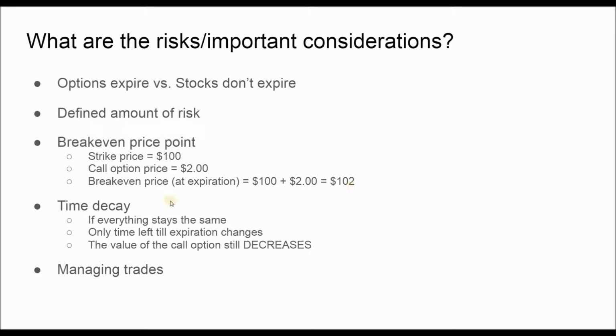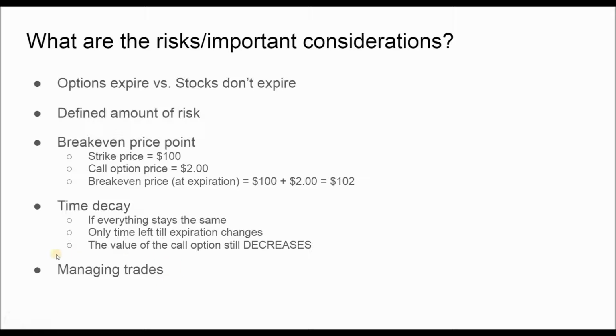And then the final thing, or the second to last thing to keep in mind, is time decay. So if a stock is trading at, let's say, $50 and it stays exactly at $50 for the next 100 days or the entire lifetime of the call option, the value of the call option will still decrease. So because options expire, if the stock price stays exactly the same, then the value of the call option will decrease and you can end up losing money even if the stock doesn't go lower.